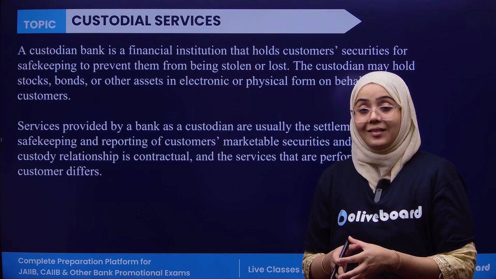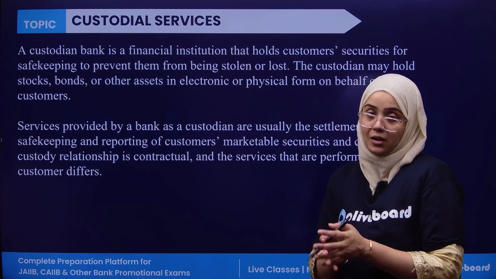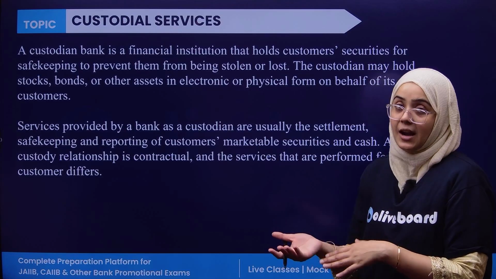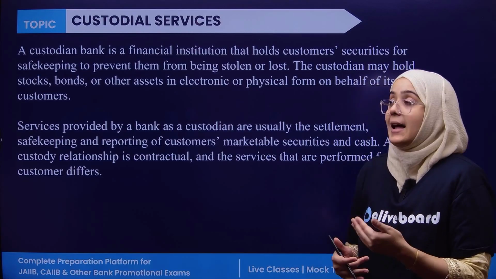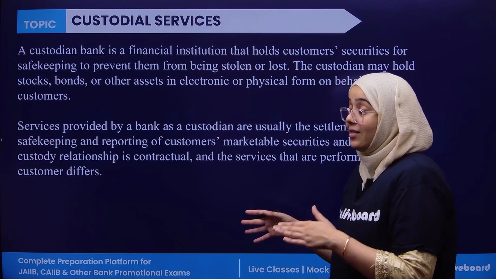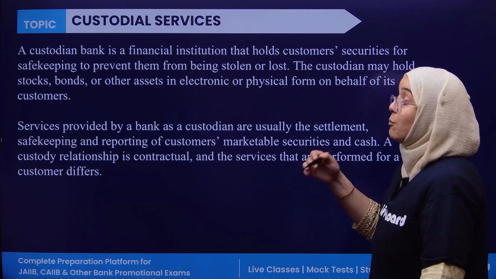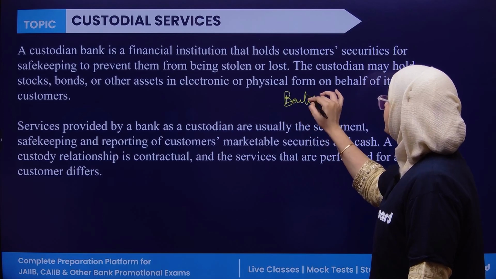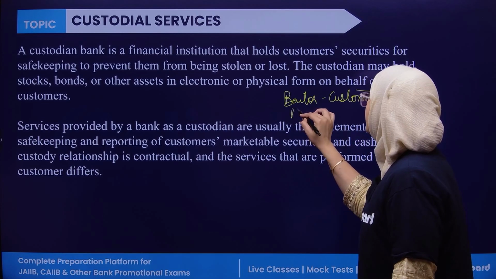Okay, now in this case, the bank is responsible for the safety of that asset of the customer. The asset can be bonds, stock, or other assets that can be stored either in electronic or in physical form on behalf of the customer. Now, in this case, the relationship between the customer and the bank is of bailor and bailee, and the customer is the bailor and the bailee is the bank.